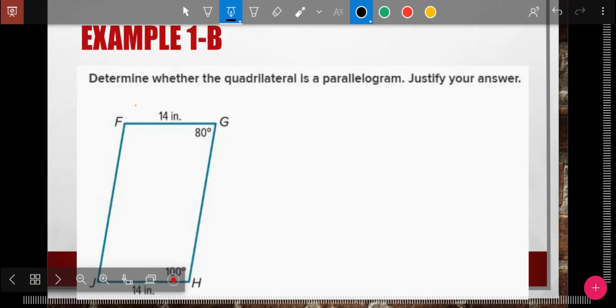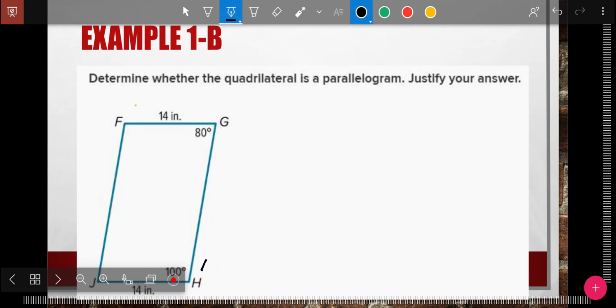This is the tricky one. When they give you ones like this, they're totally trying to see if they can trick you out. Right? You have 14 at top. You have 14 down here at the bottom. So obviously those sides are congruent. But you don't have the other sides. We have 100 here and 80 here.